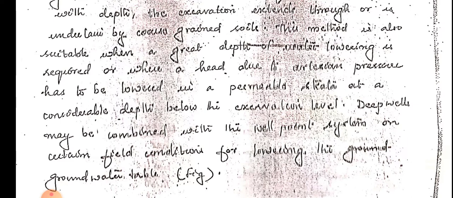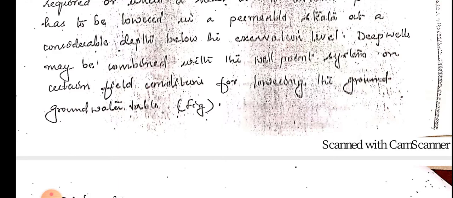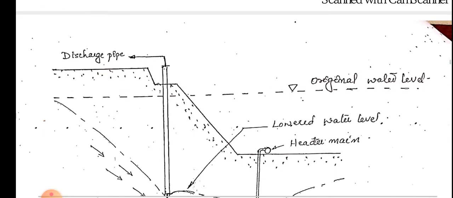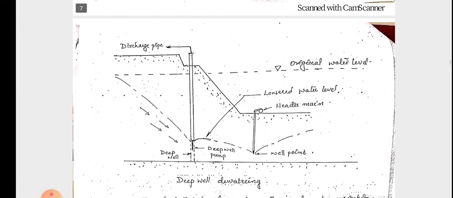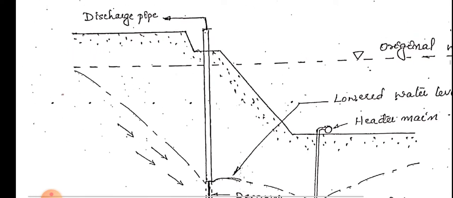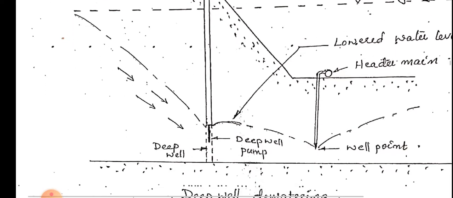Deep wells may be combined with the well point system on certain field conditions for lowering the groundwater table. So this deep well system can be combined with the well point system in order to get effective lowering of the water table. This figure shows deep well dewatering along with a well point system.